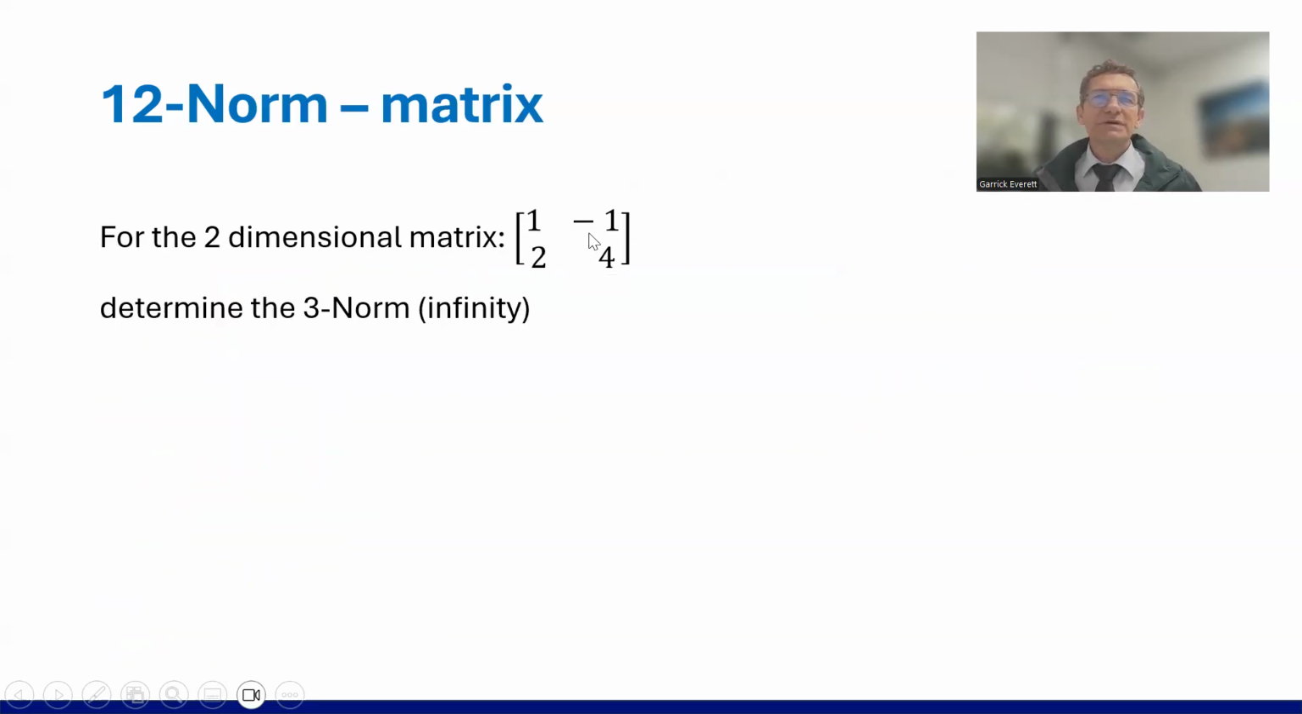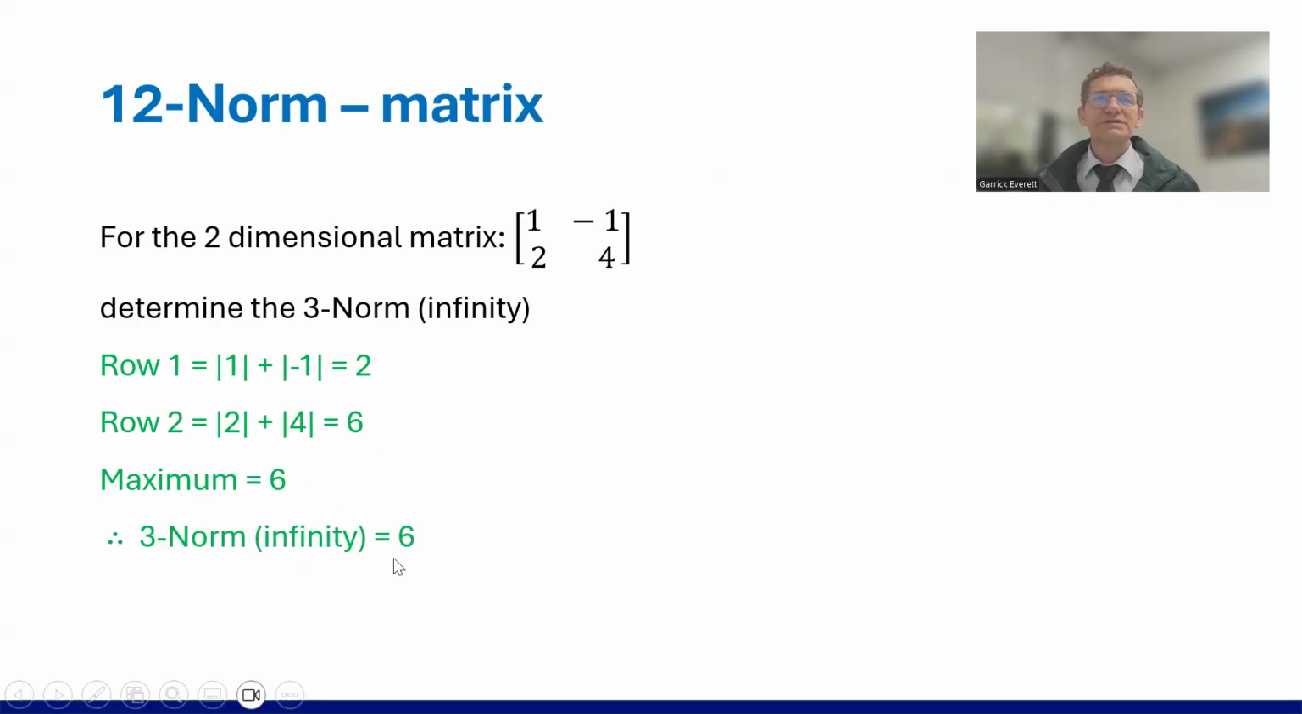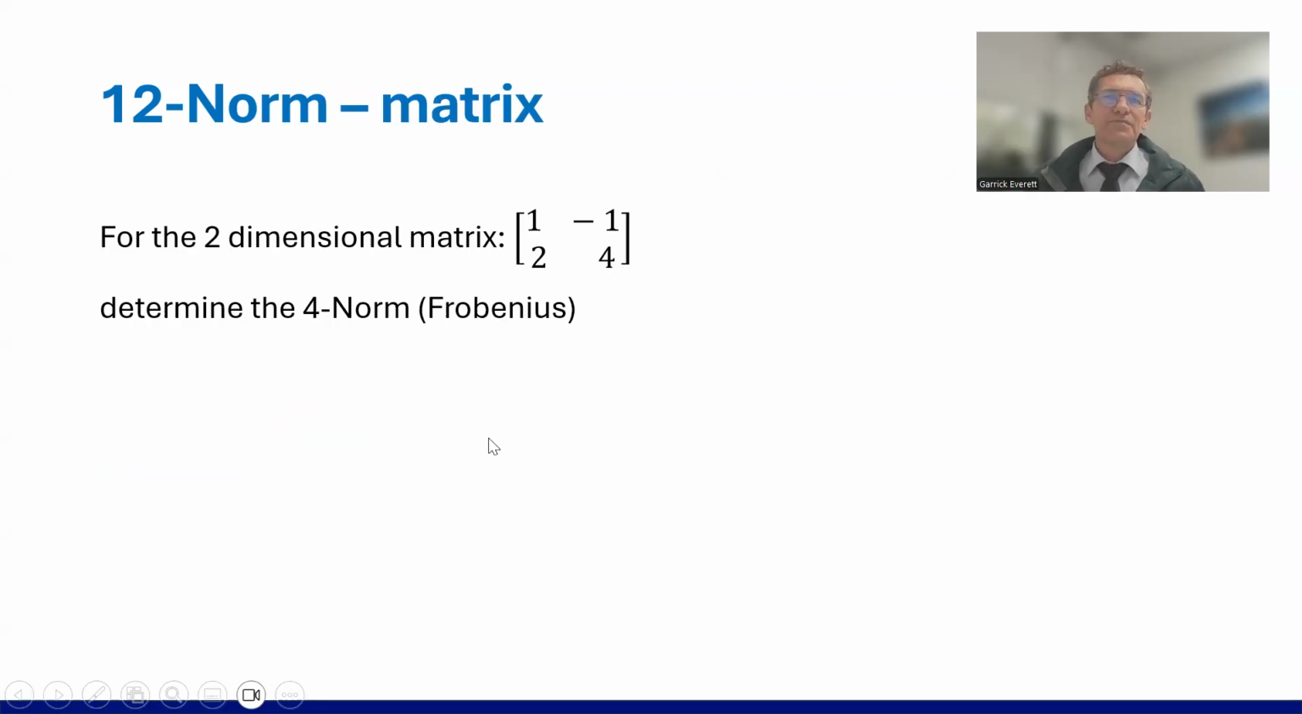Two-dimensional matrix, and here we're doing the same thing. Find the infinity norm, which is just the rows. So 1 plus 1 is 2, and 2 plus 4 is 6. Again, doing absolute values. What is the biggest one? 6. Therefore, the infinity norm is 6. Very, very straightforward.